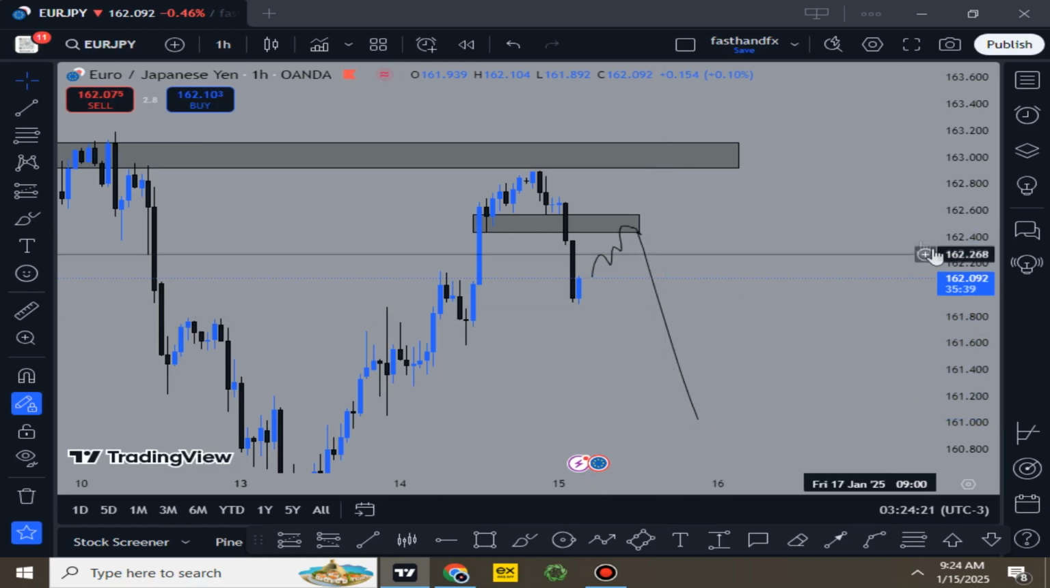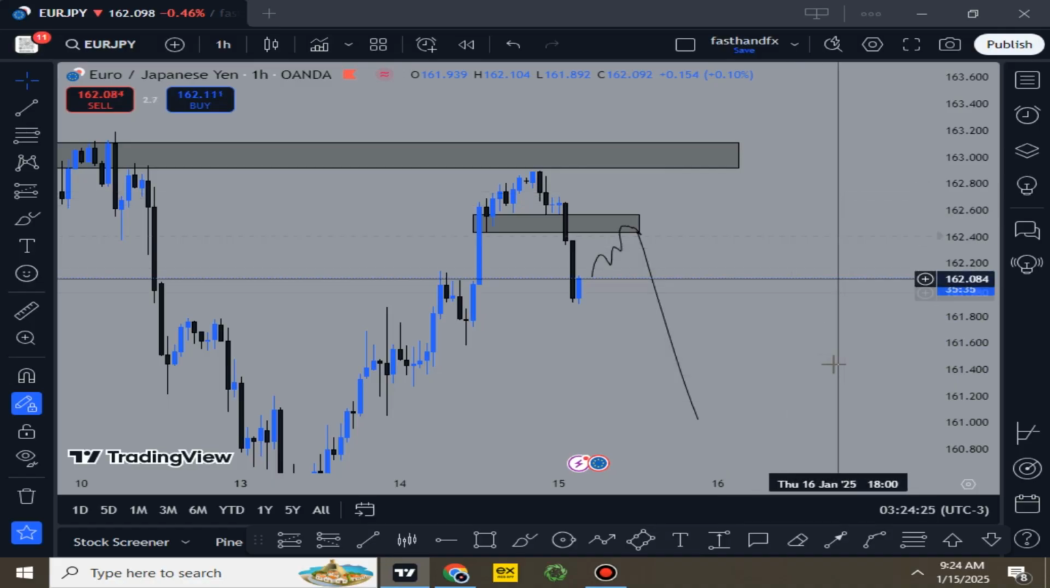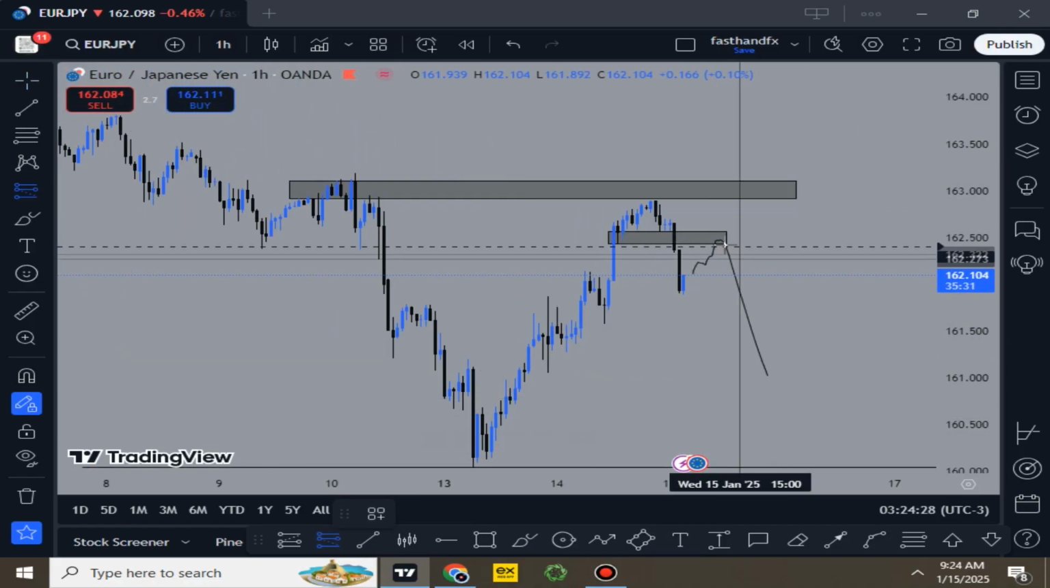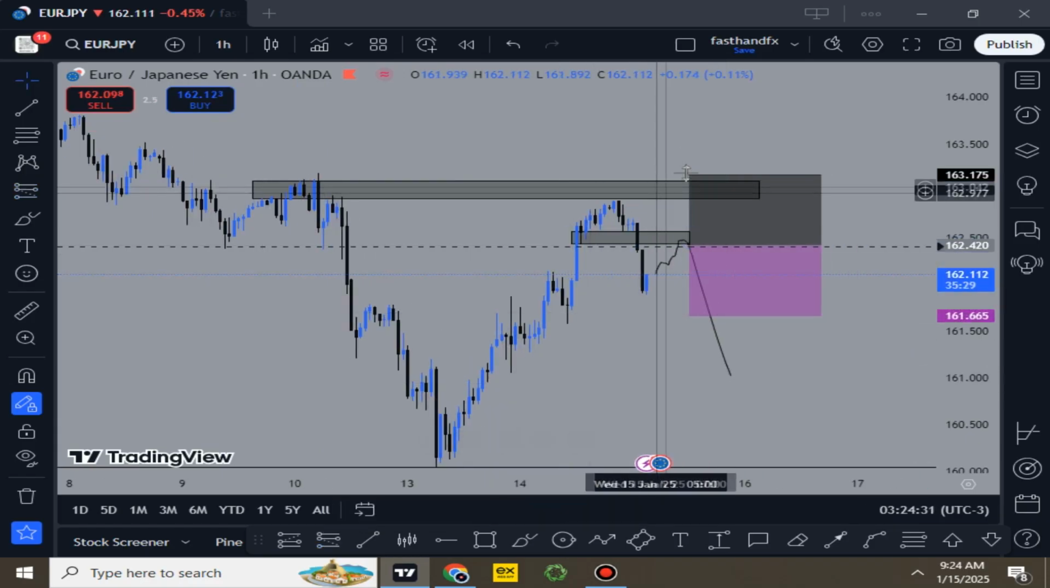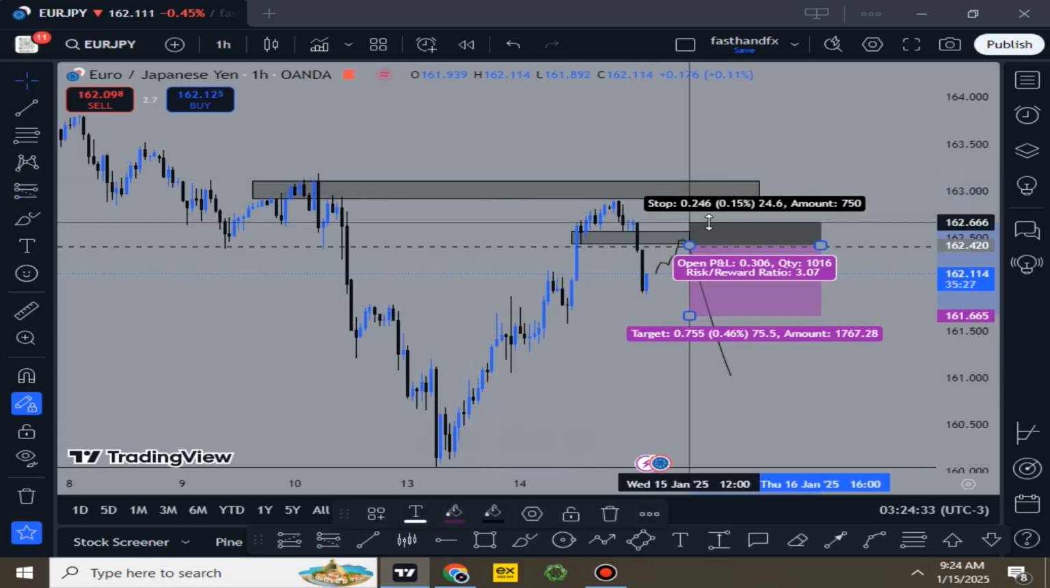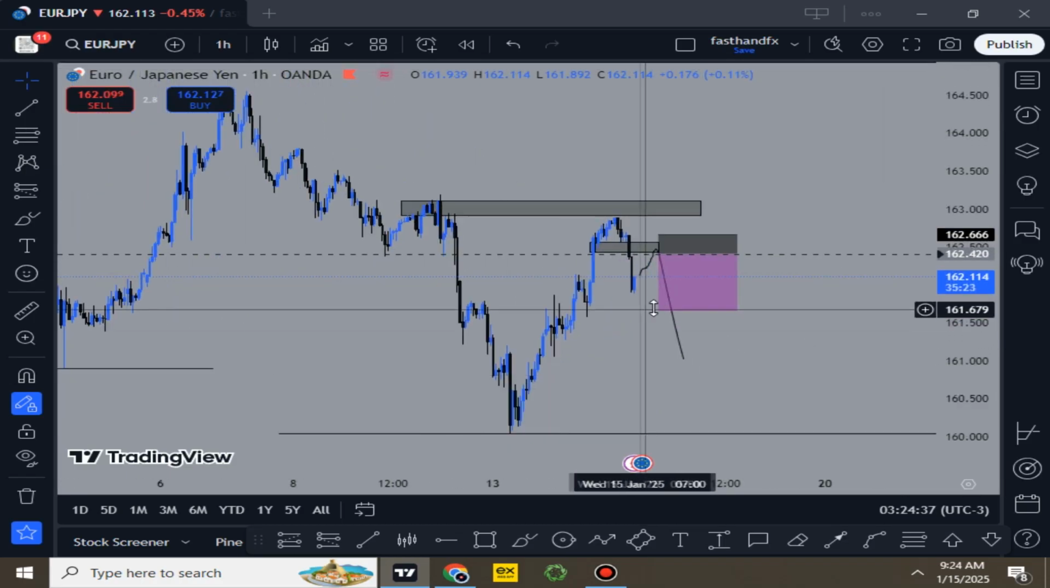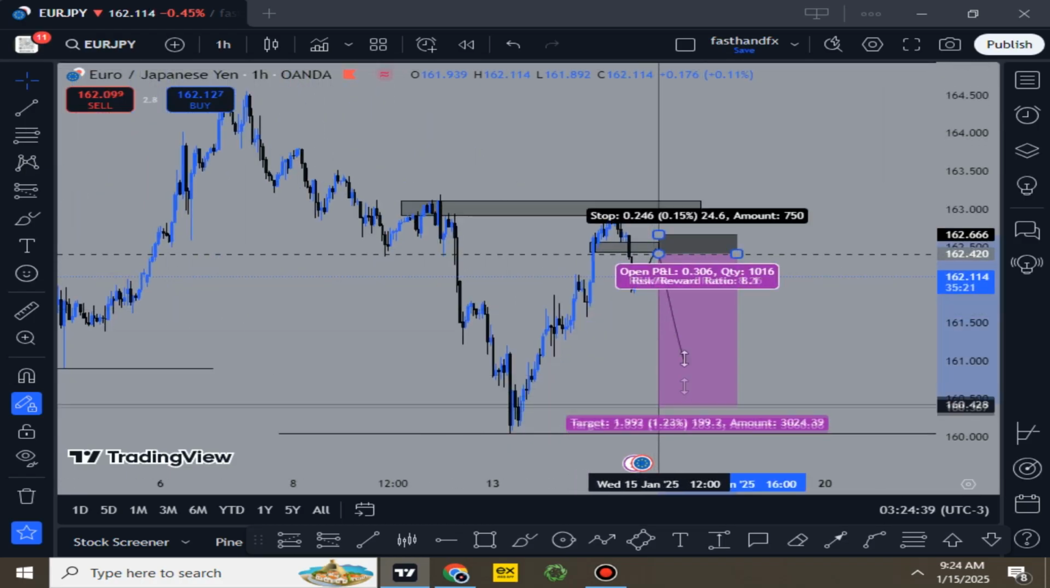But then guys, remember, this is just my anticipation. If I don't get these anticipations, I'm not taking any trade, right? I'm not going to take a trade if I don't get my confirmation. I don't need to take any entry position. Remember, this is news, and things might go crazy.